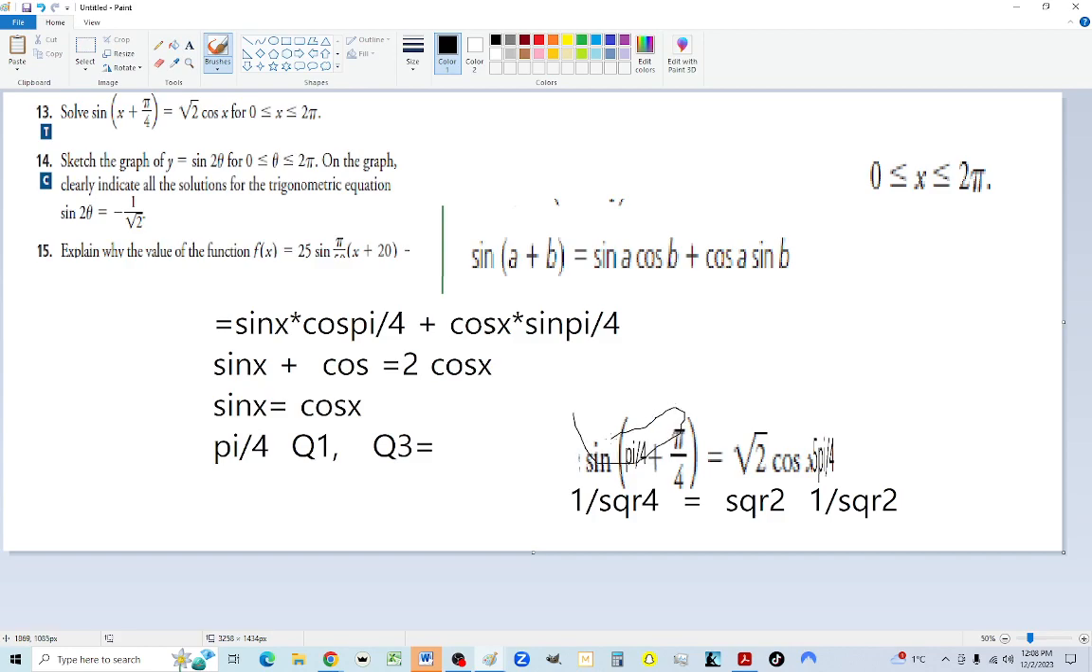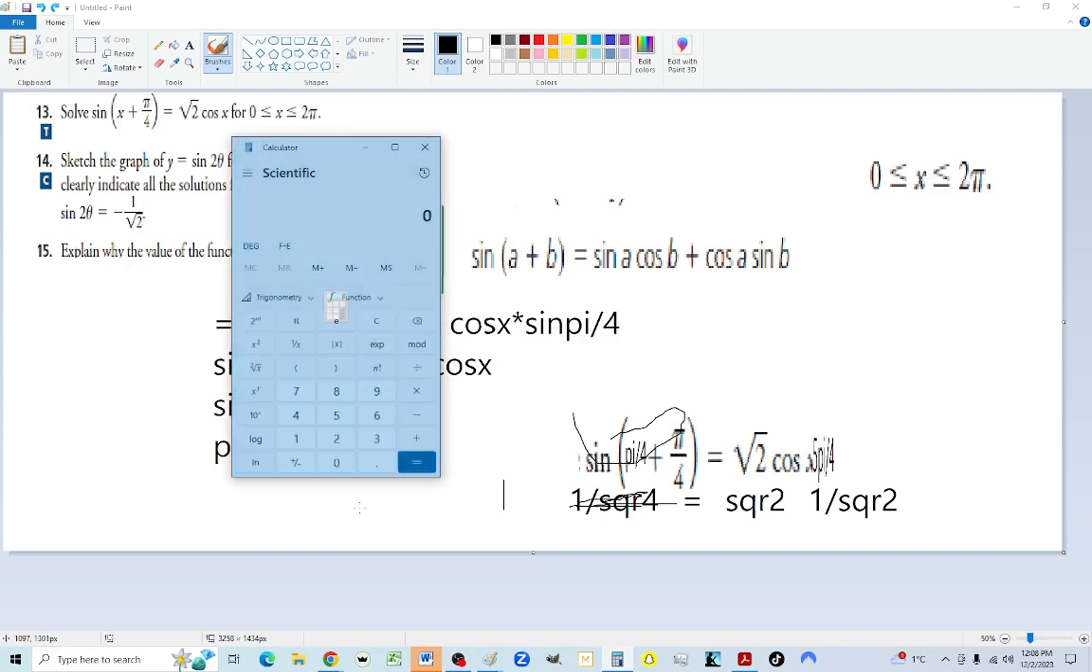5 pi over 4 plus pi over 4 is 6 pi over 4, which is 3 pi over 4, which is the same as this, which gives me 1 over square root of 2. Let's just do that. 5 pi over 4. I'm going to make sure it's in radians. We're just going to do 5 times pi divided by 4. Well, let's add them actually. 6 pi over 4.